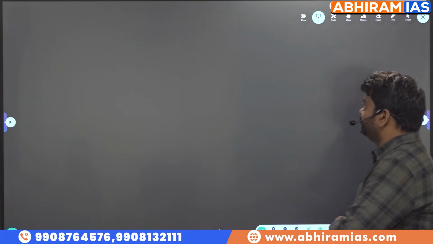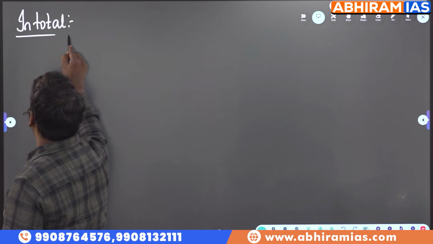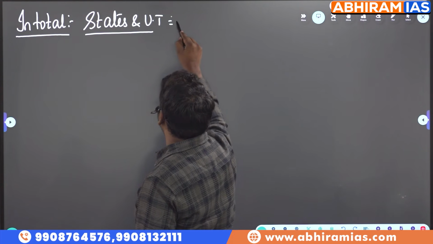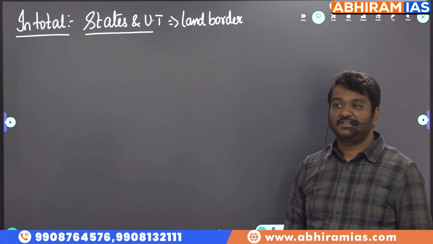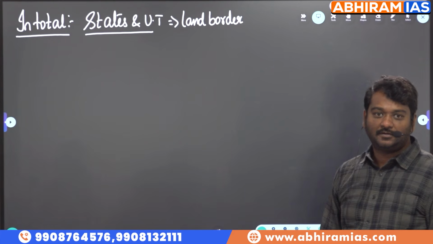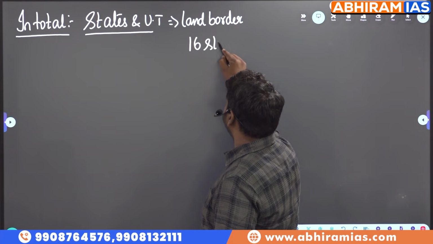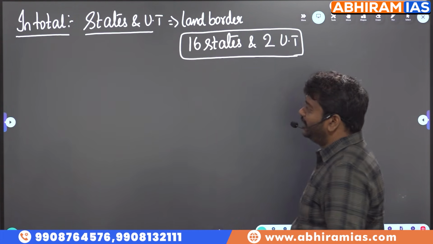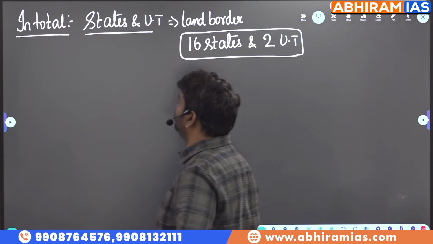Then, if you take in total, how many states and union territories has land border in total? So you'll have 16 states. All these you can derive, but facts are important. Okay. 16 states and 2 union territories.